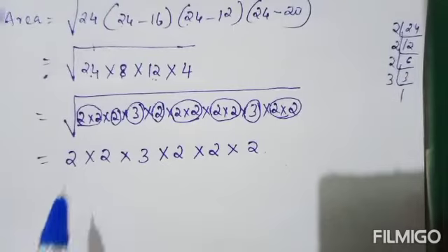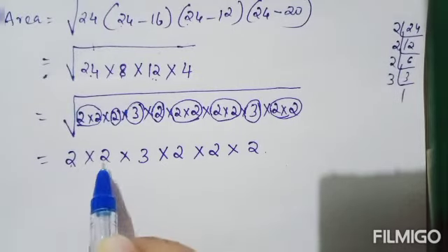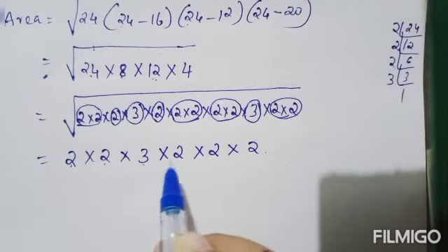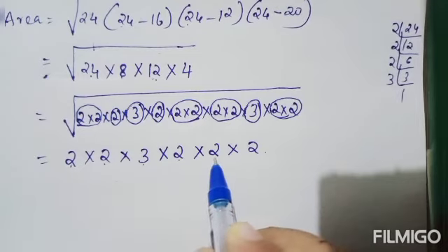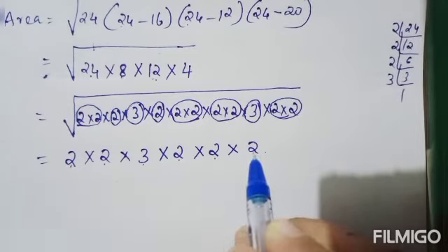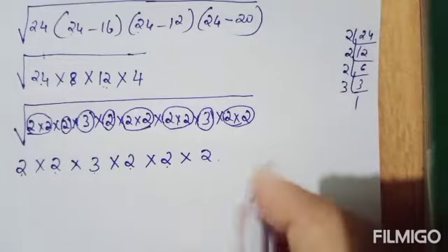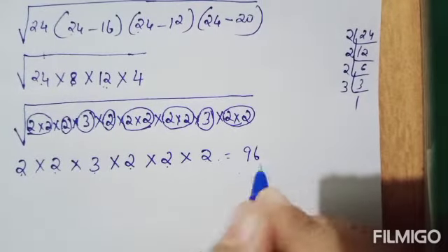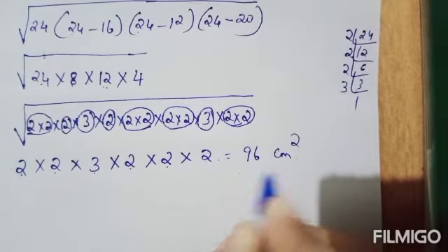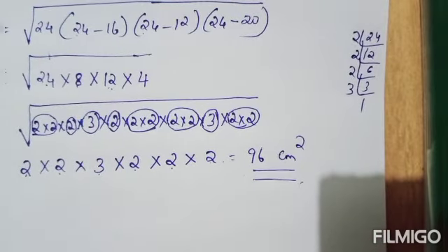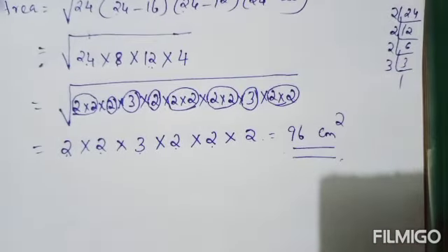Okay. Now you can find this product. 2 into 2, 4. 4 into 3, 12. 12 into 2, 24. 24 into 2, 48. 48 into 2, you will get 96. So area equal to 96 centimeter square. Okay, this is the area of the triangle.